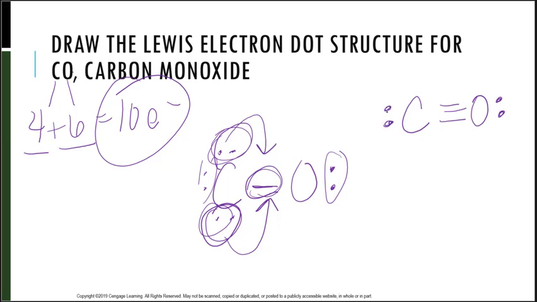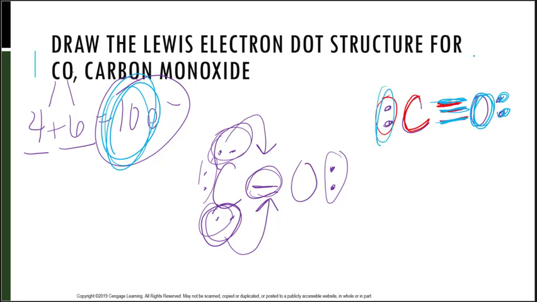Let's double check our counts. Let's look at carbon first. 2, 4, 6, 8. Let's look at oxygen next. Oxygen has 1, 2, 3, 4, 5, 6, 7, 8. And now let's do a total electron count. Make sure we have 10. 2, 4, 6, 8, 9, 10. There we go. Pause the video here to see if you can do the chlorate ion and the nitronium ion.